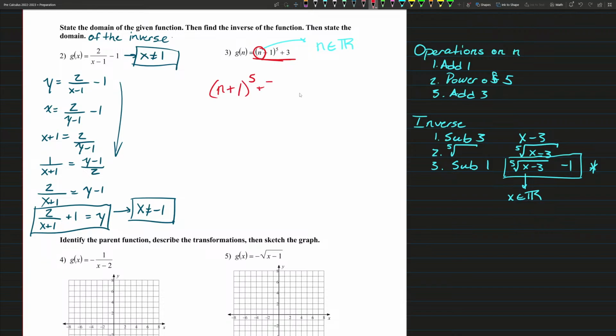And then we can always add 3 to any number too. So that says that n can be anything. As for the 5th root of x minus 3.